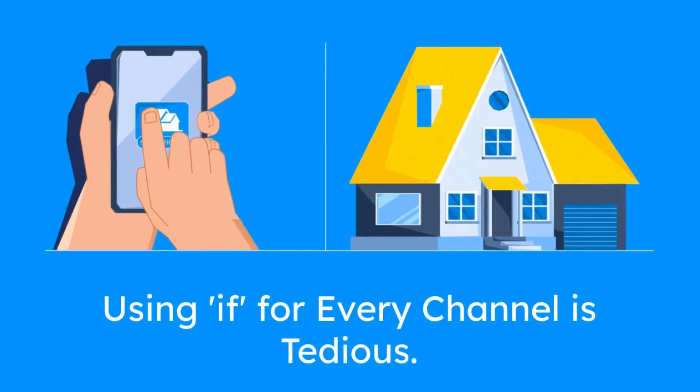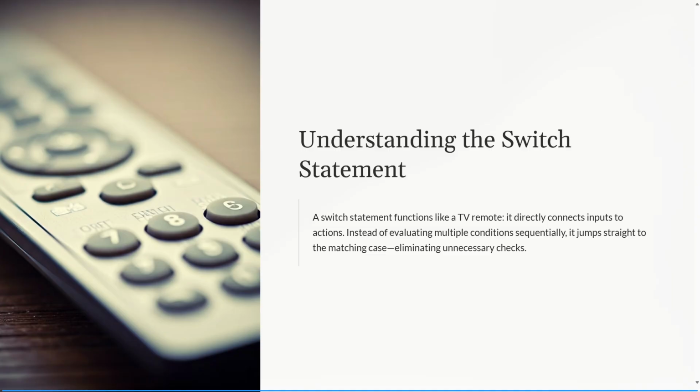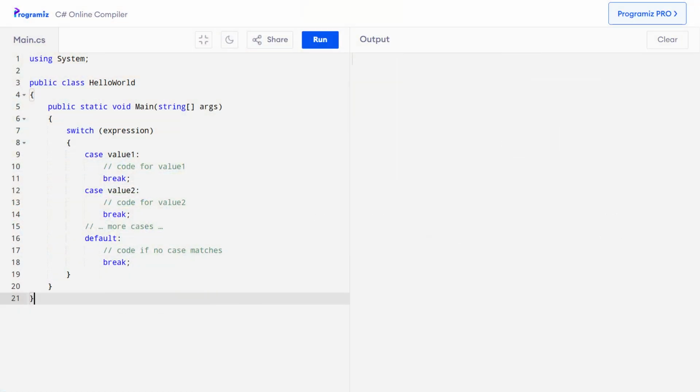Imagine you're using a TV remote with dozens of channel buttons. Writing an if for every channel. If it's channel 1, do this. If it's channel 2, do that, would be a hassle. A switch is like having each button mapped neatly, so when you press 5, it goes straight to channel 5's code block.